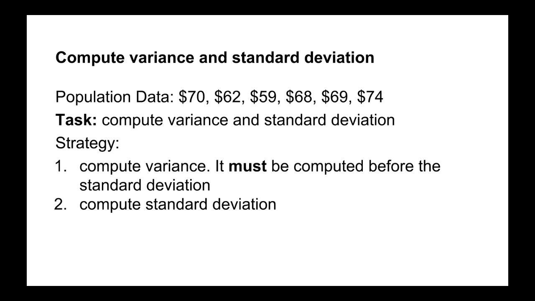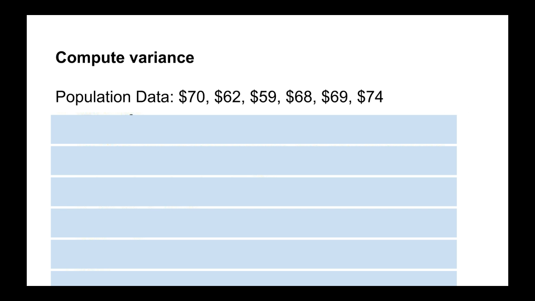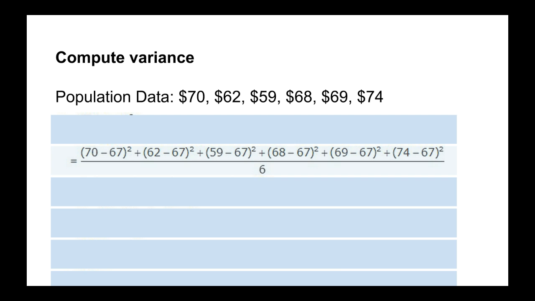So, you're going to have to choose a strategy. It's a fairly simple one that we've got here. First of all, you compute the variance. It's pretty obvious that you must compute variance before you compute standard deviation. Second part of your strategy will be to compute standard deviation. Now, we've got our population data. We're going to start off with variance.